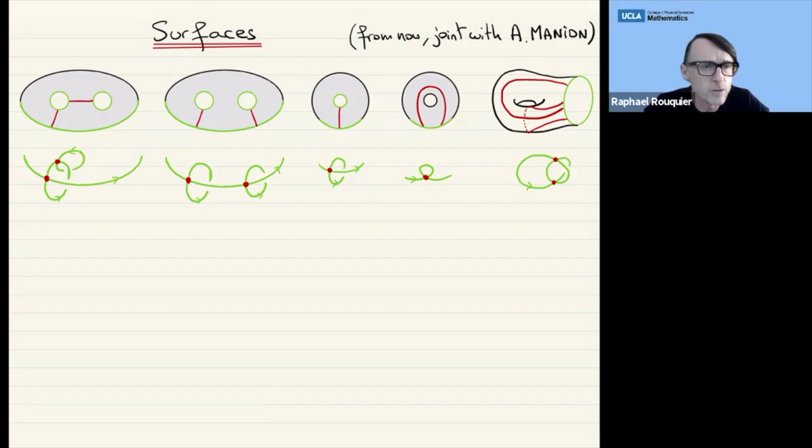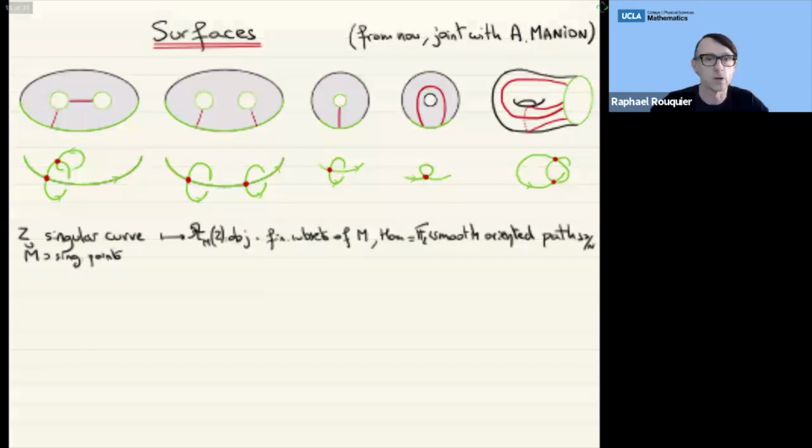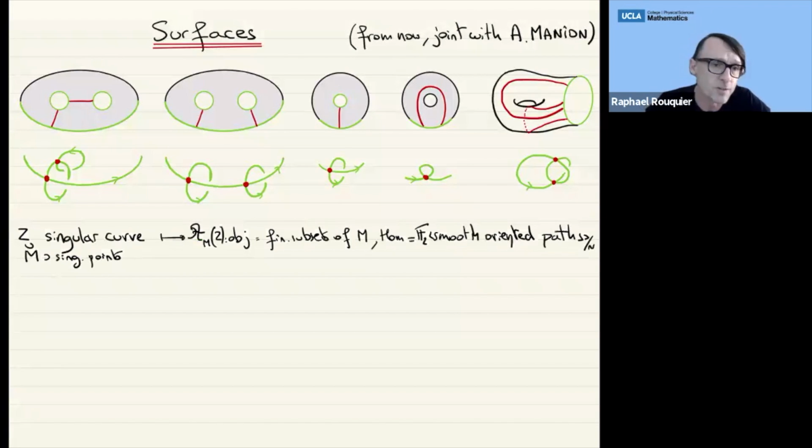So we look at these pictures as some sort of one-manifolds with singularities, and the singularities we allow are transverse. It's not so bad, and everything should be oriented as well. And associated to such a singular curve, together with a set of points, you see here we have those red points, which are exactly the singular points, but you could throw in more points. You can associate a category.